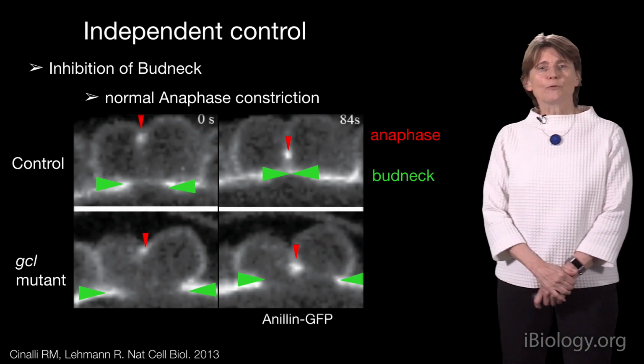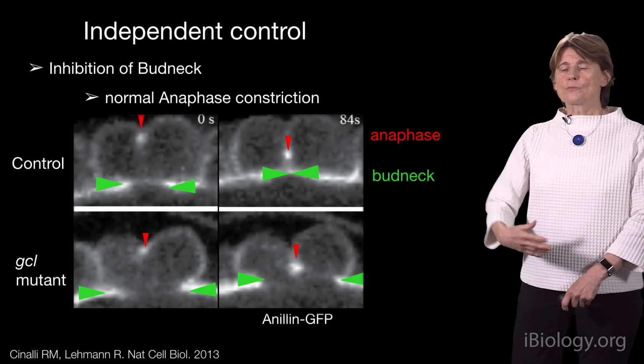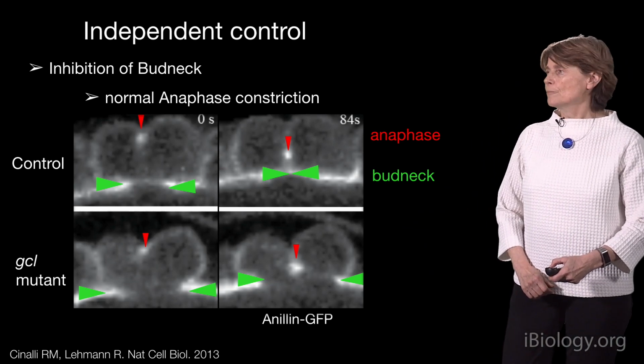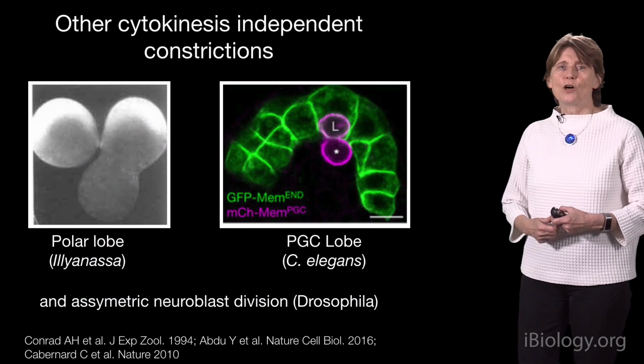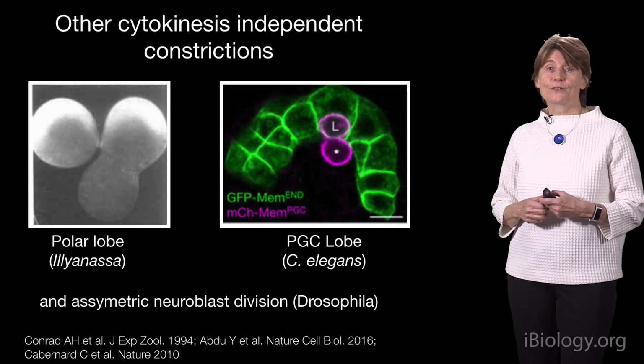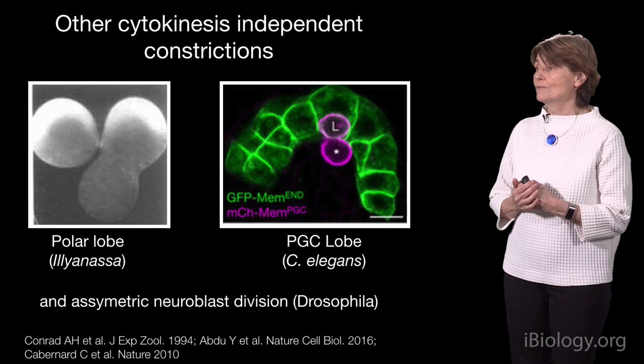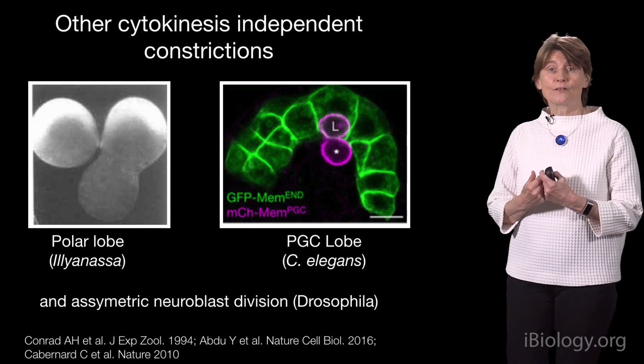And indeed, Ryan could show that the amount of germ cell-less was directly proportional to how much that second furrow formed. These types of cytokinesis-independent constrictions are not reserved just for making the germ cells in Drosophila, but they have been observed in other contexts.